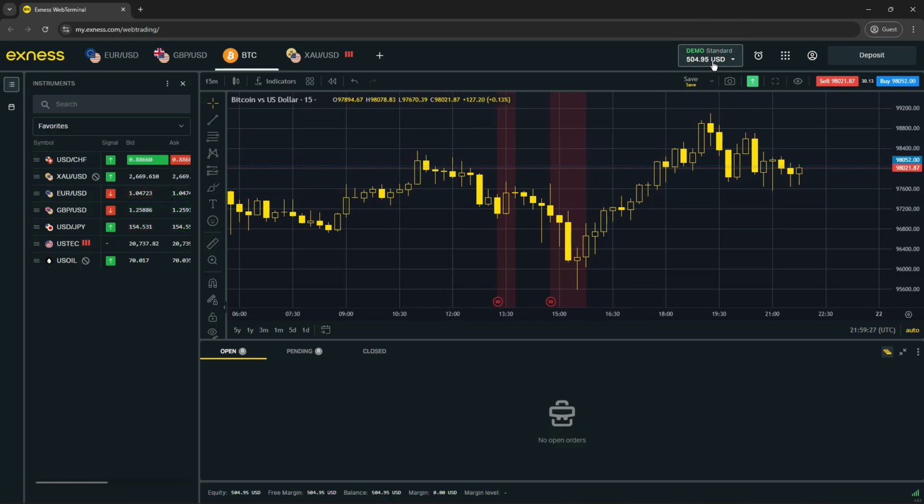And now if you can see here, we started with $500 and now we've made $549. But like I said, this is virtual money. We cannot withdraw it. Even if you make 10 million there, you cannot withdraw it.